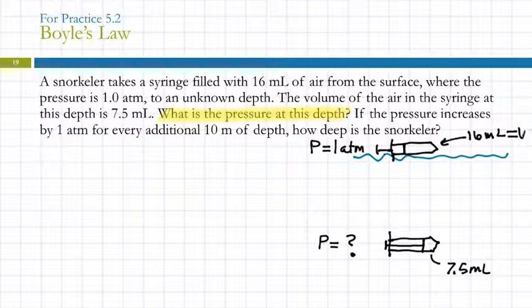This is a volume, and this is a volume. So I've got 2 volumes and 2 pressures. I know 3 of these quantities, and I'm looking for 1. So what we want is an equation that's going to relate pressures and volumes. And that's Boyle's law. P1 V1 equals P2 V2.